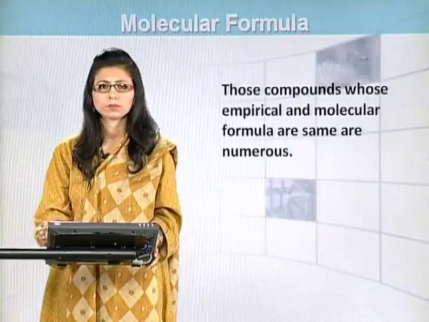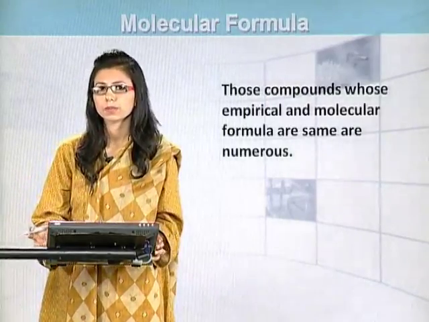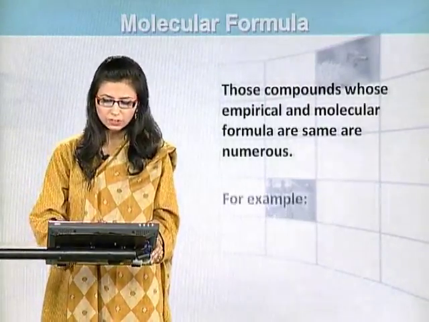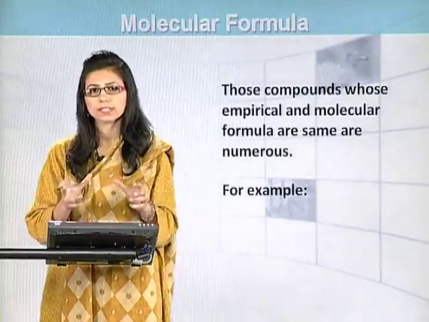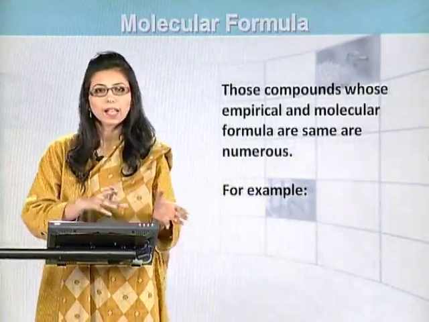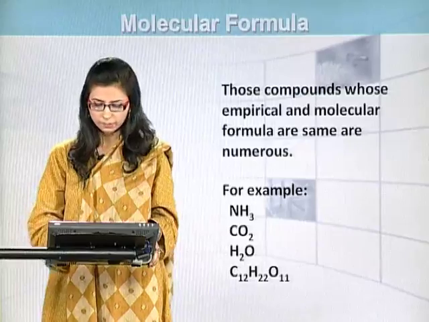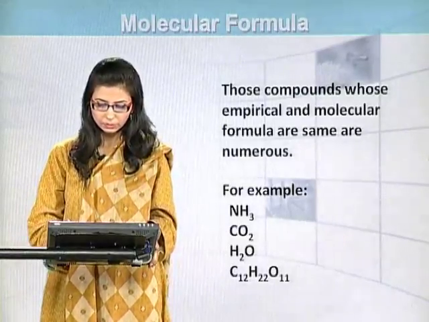Sometimes, there are certain exceptions. There are no simple ratios between the various constituent elements. The integer value, the N value, for certain compounds is 1. They have the same empirical and molecular formula. The examples of which are ammonia, carbon dioxide, water and sucrose.